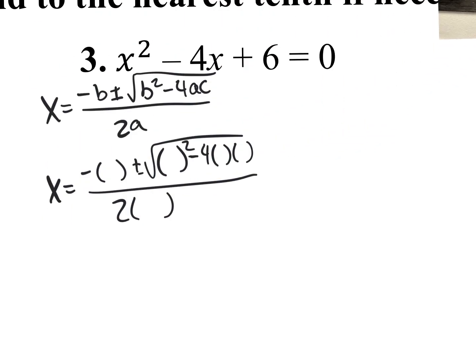So there it is. Let's identify the a value. The a value is 1, the number in front of the x squared. The b value is always the number in front of the x, which is a negative 4 in this case. And the c value is the number without an x, which is 6 in this case.